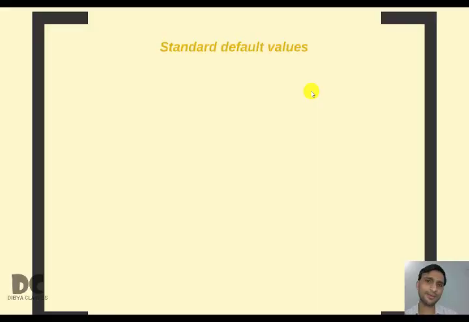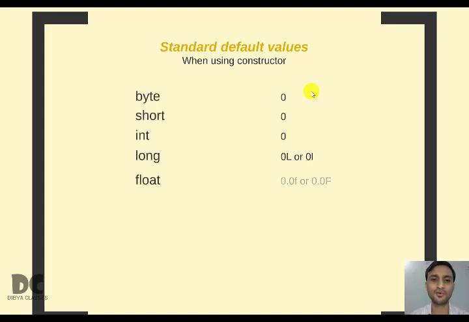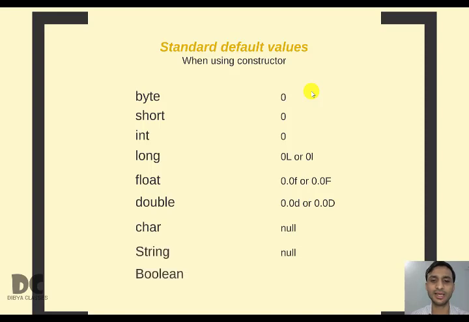Now we have some standard default values. Actually, these default values will be used when we study constructors. Constructors we will study in class 10. So this will not be used now, but you might get questions in your school exams. So for now just remember the values, but the actual use will be when we do constructors in class 10. So byte, short, int, long, float, double, char, boolean, string.